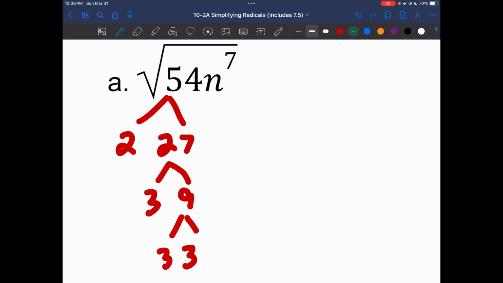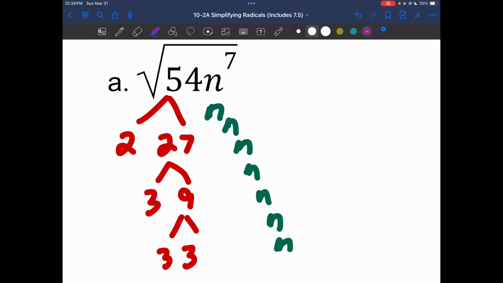Okay, I'm going to use a different color for my variables. N to the 7th. So there's a little bit of a trick we can do. We can list out all 7 variables for n. So n, n, n, n, n, n, n. We've got 7 n's, right? N to the 7th power, 7 n's. I'll show you the trick on the next one.